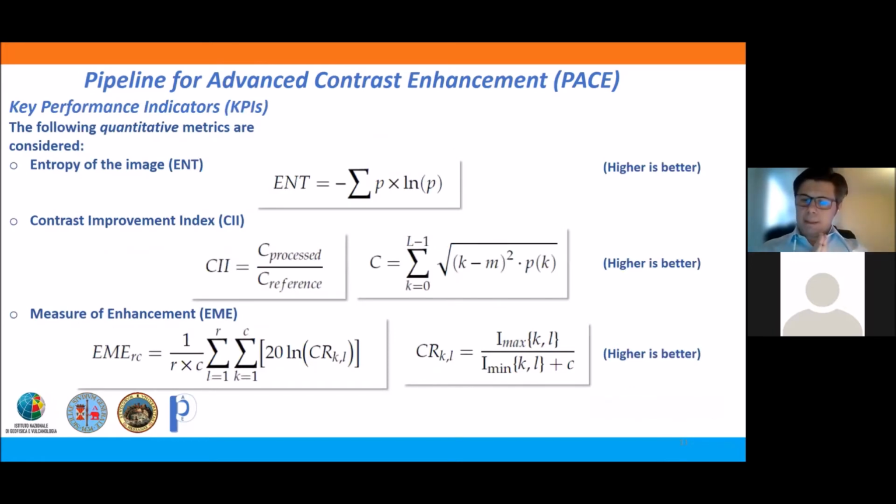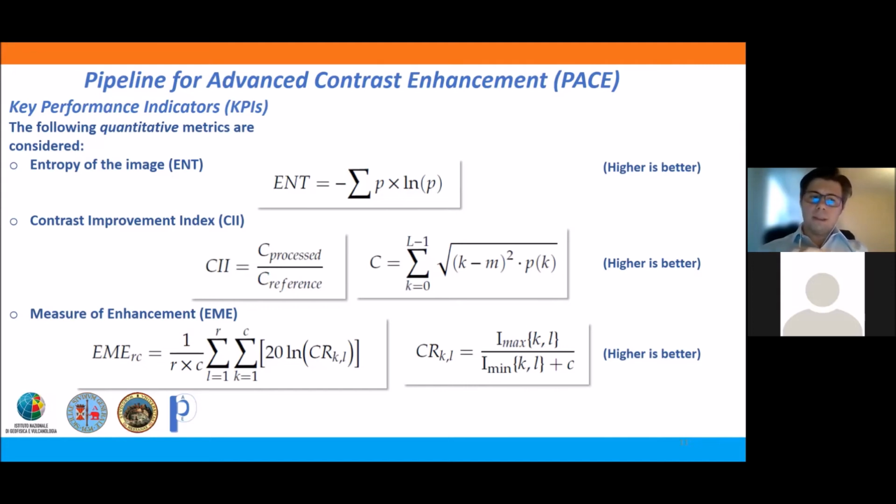In terms of key metrics, we have considered different metrics to evaluate the performance of these methodologies. And these metrics have been widely considered in other research contributions. We have considered three metrics which provide a quantitative representation of an enhancement, and these metrics are such that a higher number means that the resulting output is better than the input. The first metric we consider is the entropy of the image, which provides an idea about how much information is contained in the resulting image.